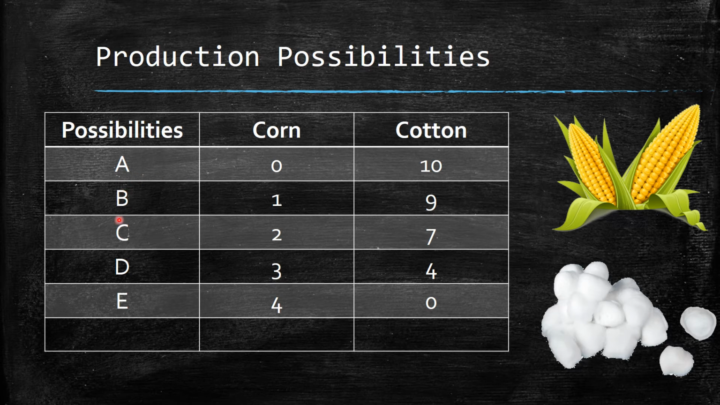Those are points B, C, D. If we want to increase the production of corn, we have to reduce the production of cotton, because the resources are limited. We cannot produce both goods simultaneously in larger quantities. If we want to increase the production of corn, we have to reduce the production of cotton.